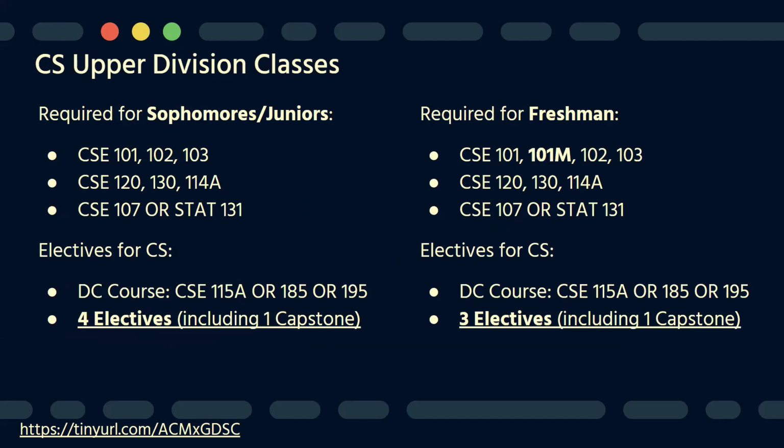We also have the required CS operatives for CSE 101, 102, and 103. These are the algorithms, and if you're looking for sweet internships, you should really pay attention to CSE 101. Then 120, 130, and 114A are the systems courses. CSE 107 and Stats 131 are the statistics classes. And again, CSE 101M is only for freshmen. They're really new.